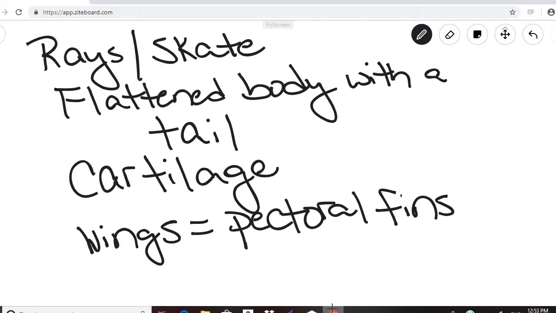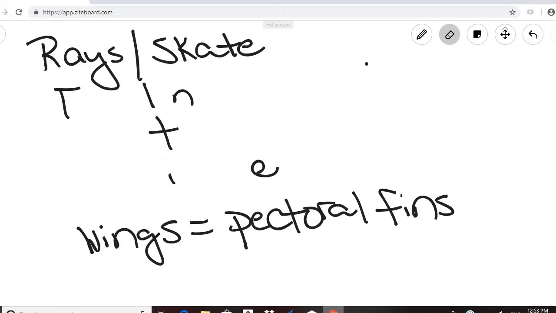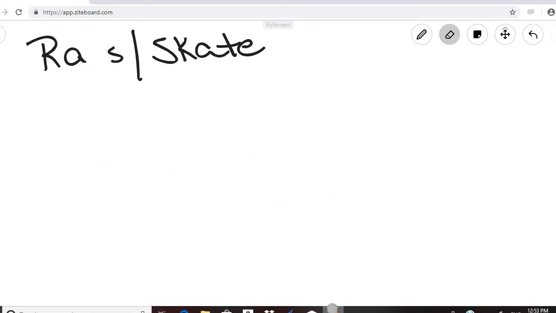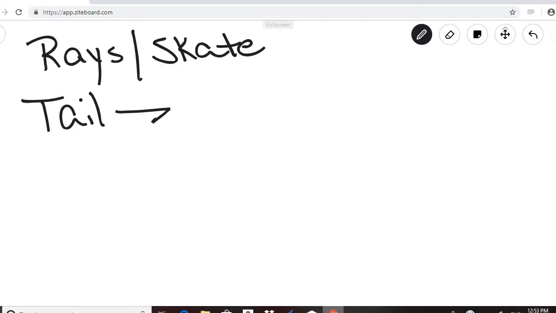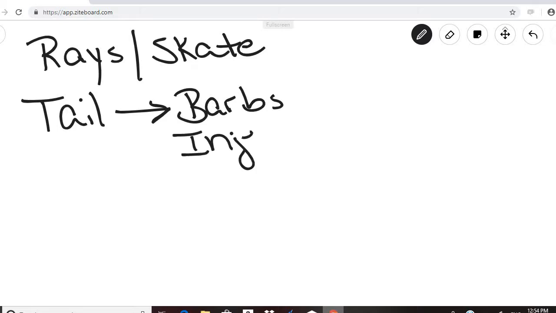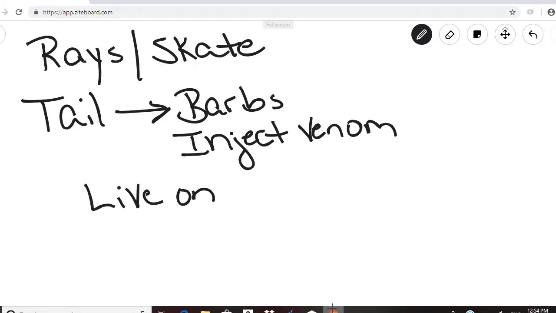The tail of a ray and a skate acts as a defense mechanism. They use it to ward off predators. And that tail, especially on a ray, has a barb on the end. That barb is similar to an arrow that's in the reverse direction, so once it goes in, it doesn't easily come out. And with those barbs, they can also inject venom into their prey. They live on the bottom because they eat things like clams and shrimp and crabs.